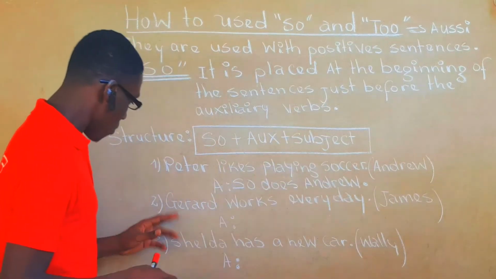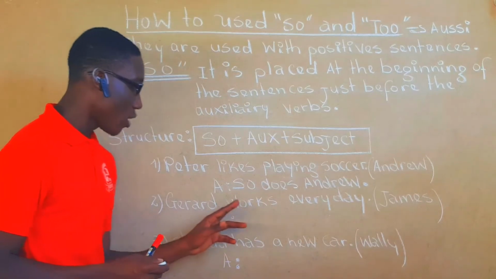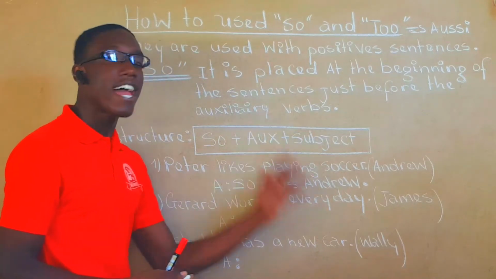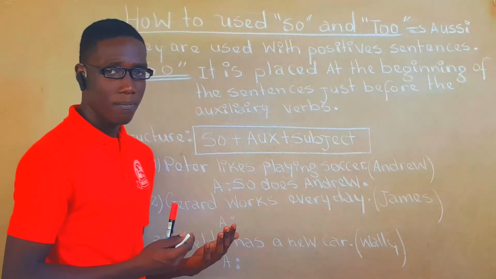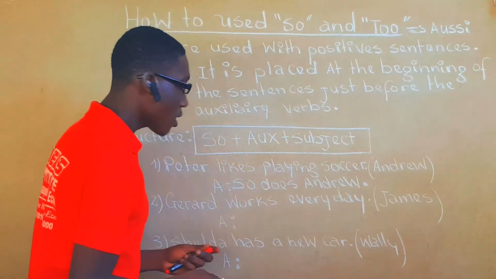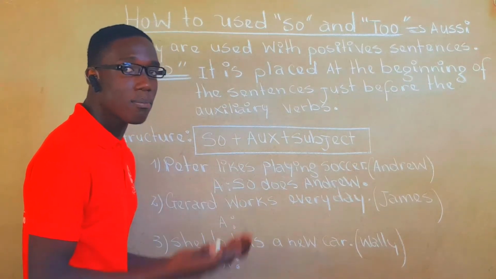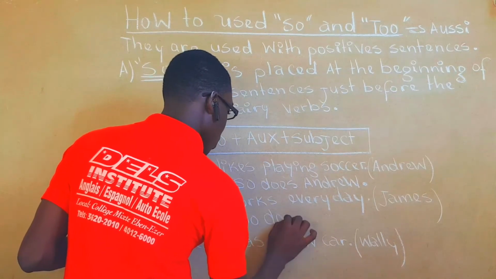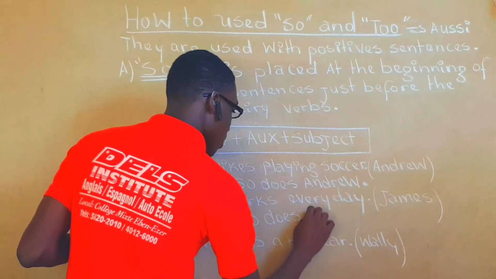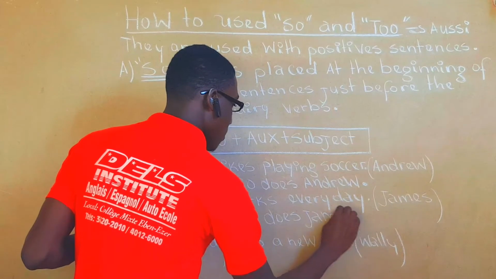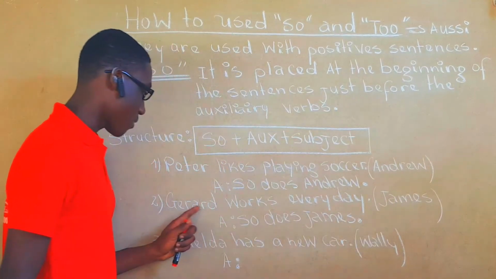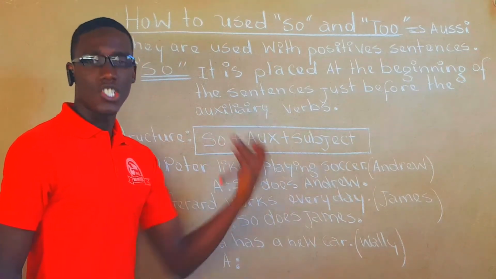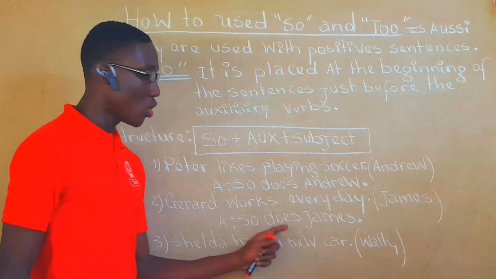Now, secondly, Gerard works every day. Gerard works every day. If I say James also, work works with the auxiliary verb do. I say so does James. So does James. Gerard works every day. If I say James also with so, I say so does James.